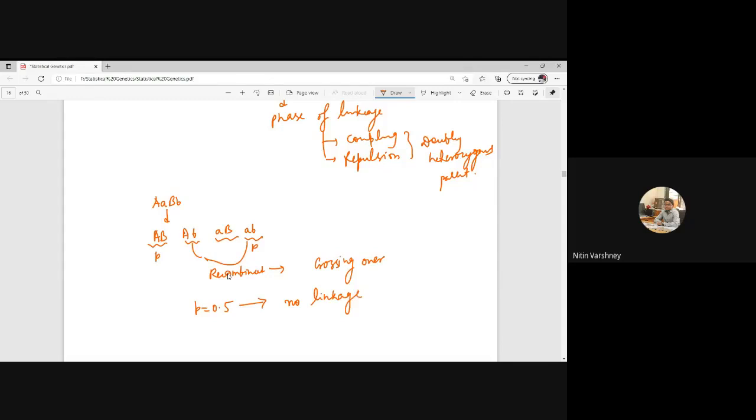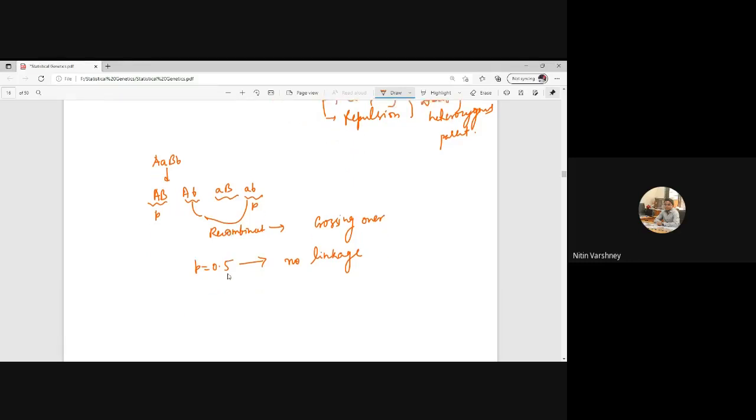So it means that non-recombinants are likely the same as recombinants, as in case of independent assortment, all will be in the same ratio. Non-recombinants are as likely as recombinants, as in independent assortment, and so the ratio will be 1:1:1:1.